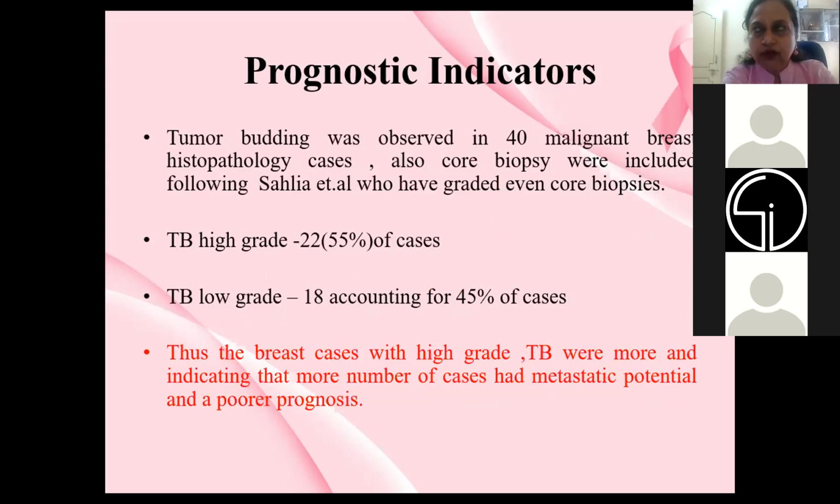We studied tumor budding in 40 malignant breast histopathology cases. Also, core biopsies were included following Sahalia et al., who have graded even core biopsies. And based on this, we found tumor budding, the high grade, that is more than 10 in 20x power, as 22 cases, accounting for 55% of the cases. Tumor budding, low grade, that is 18, accounting for 45% of the cases. Thus, the breast cases with high grade tumor budding were more, and that indicates that more cases had metastatic potential and they were heading for a poorer prognosis.